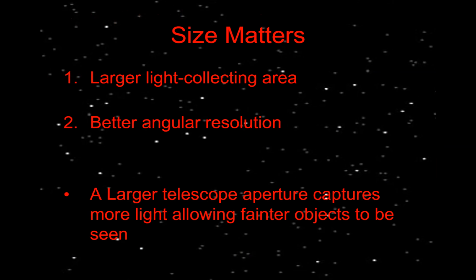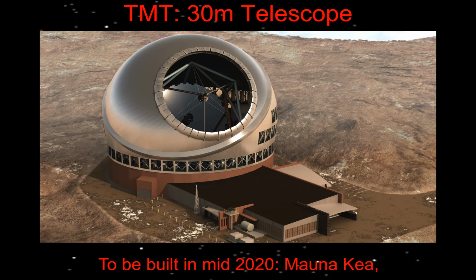So sizes of telescopes really matter. They give you a large light collecting area if you have a much bigger telescope, and that better angular resolution that I was talking about. So a larger telescope size allows you to see fainter objects.